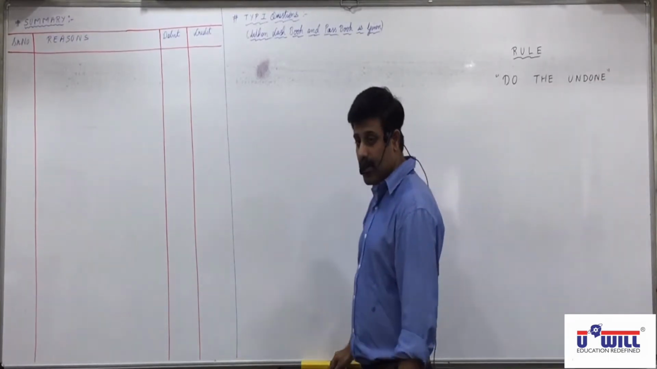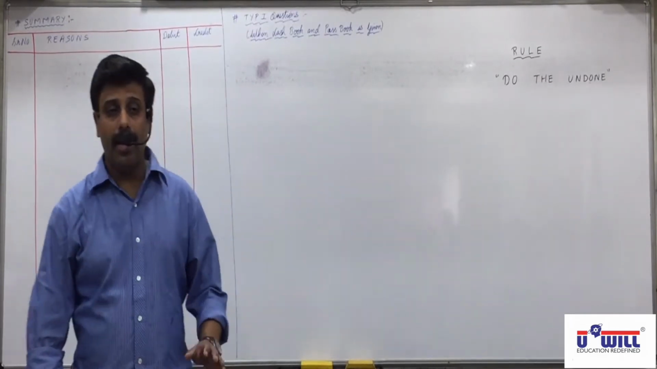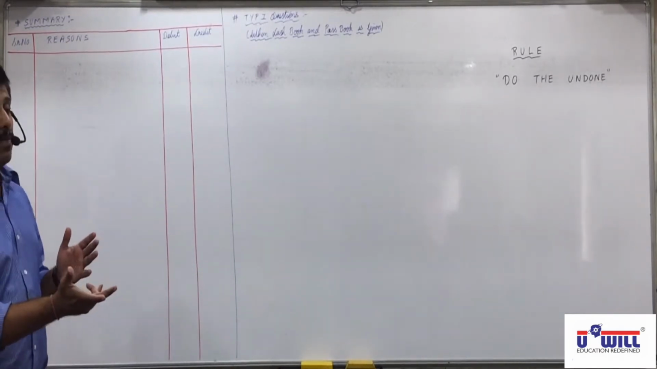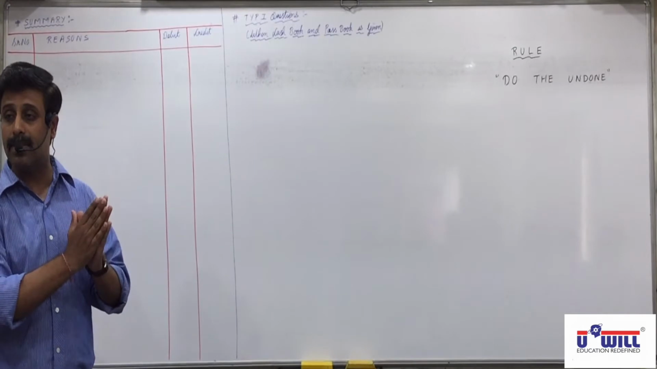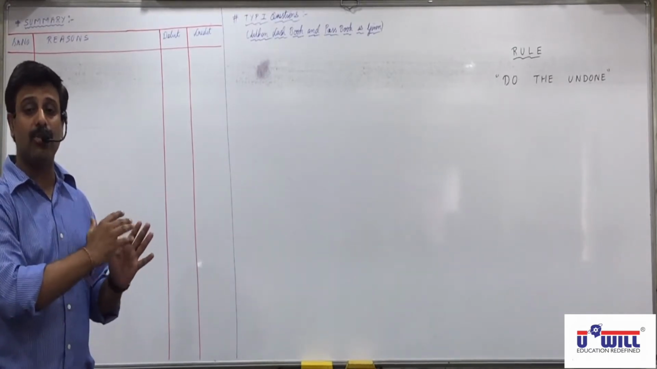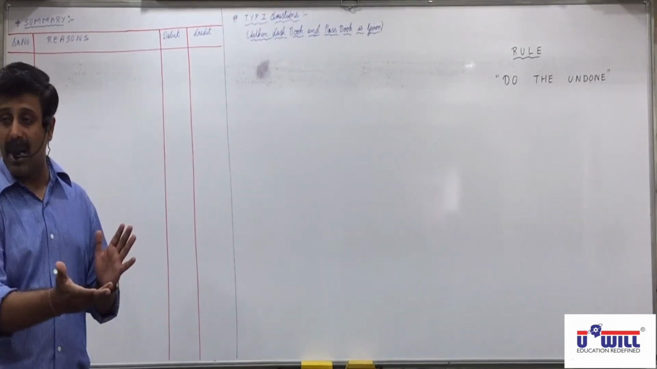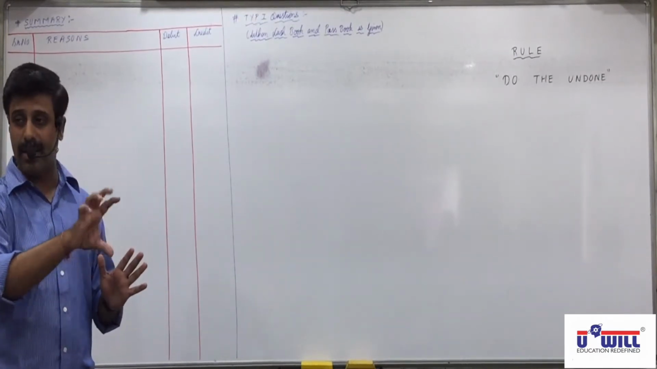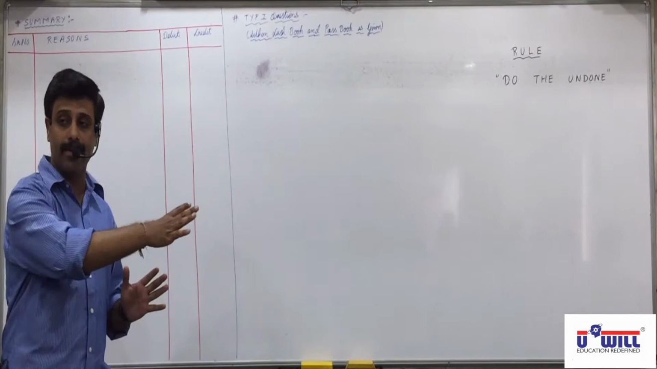Do the undone, which means if anything is debited in cash book but not credited in passbook, we studied yesterday, everything comes on opposite sides. If anything is debited in cash book, then it is to be credited in passbook. So do the undone means if anything is debited in cash book but not credited in passbook, then you credit in bank reconciliation statement. Do what is not done. Not credited in passbook, so you credit.